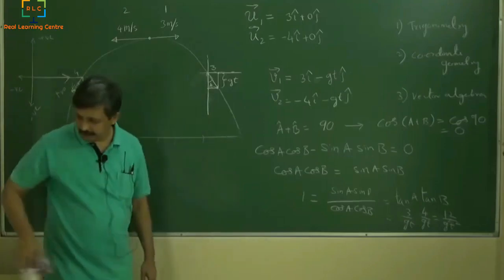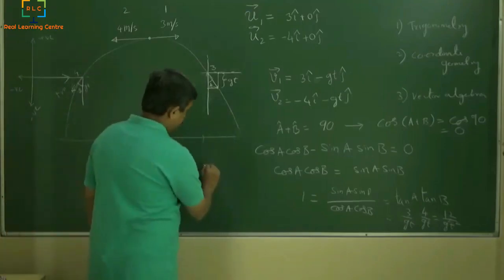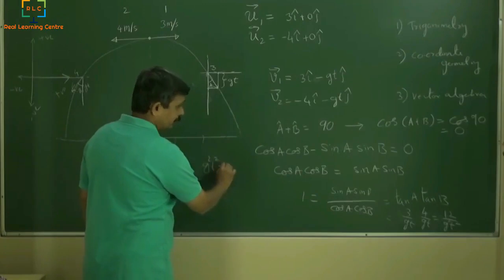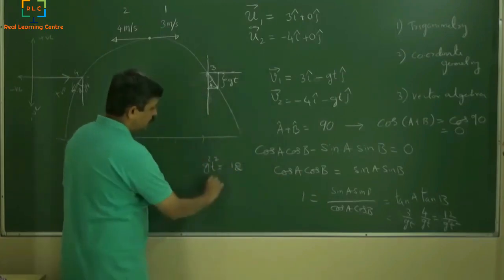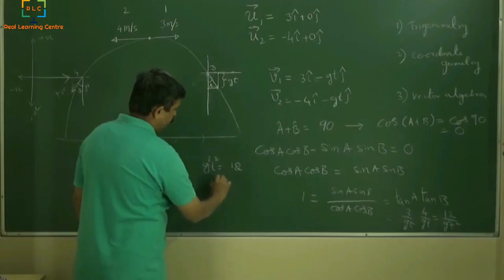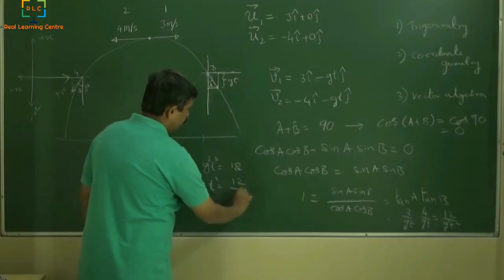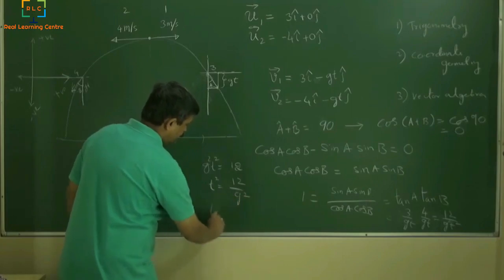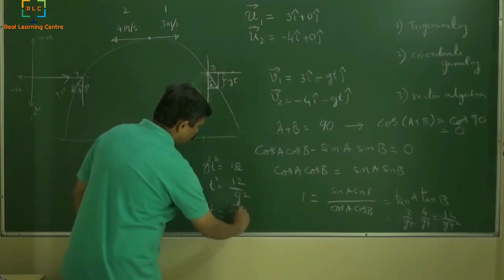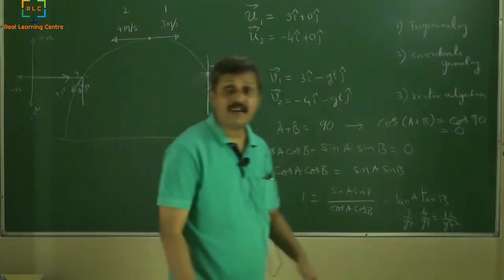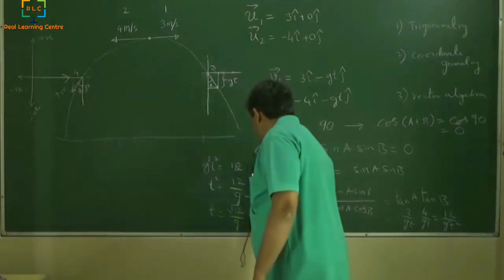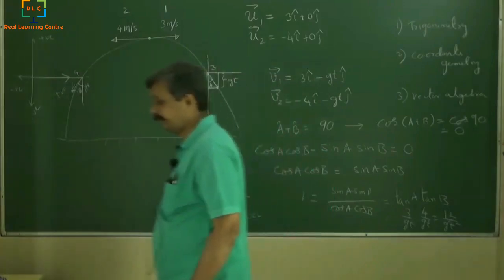Now what did you get? g square t square is equal to 12. So t square is equal to 12 by g square, or t is equal to root 12 by g. So you got a value of t at which they are actually perpendicular.